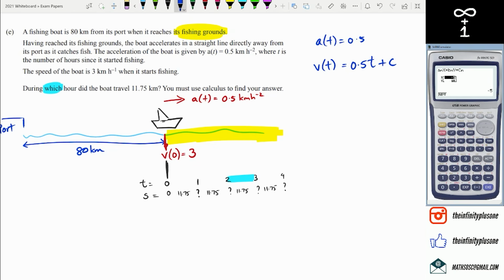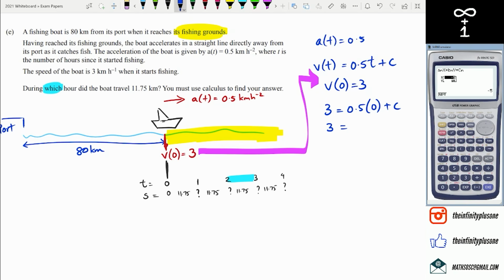Now here's the thing. We know that v of 0 is equal to 3. So we're going to use that to figure out the value of c. If v of 0 is equal to 3, that means 3 is equal to 0.5 times 0 plus c. And so you can see that c is equal to 3. So here is our velocity function: 0.5t plus 3.